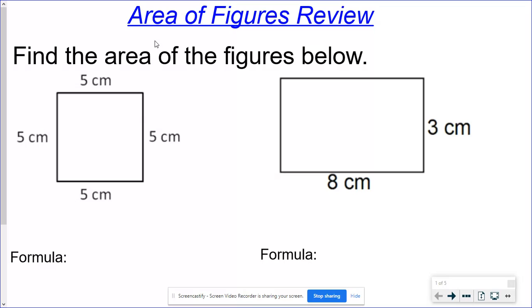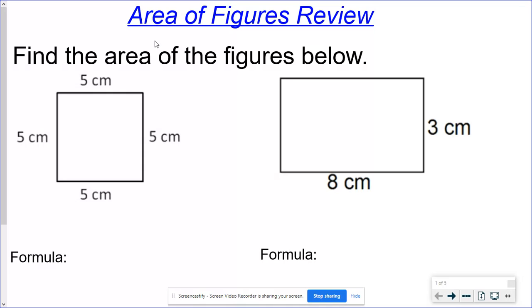In these two shapes, the first one's a square, the second one's a rectangle. The only difference is that in a square, we have all the sides that are the same length. In a rectangle, the opposite sides are the same length. These aren't marked with right angles, but you know in a square or in a rectangle, we would have right angles in everything. The area of a square and the area of a rectangle is basically the same.